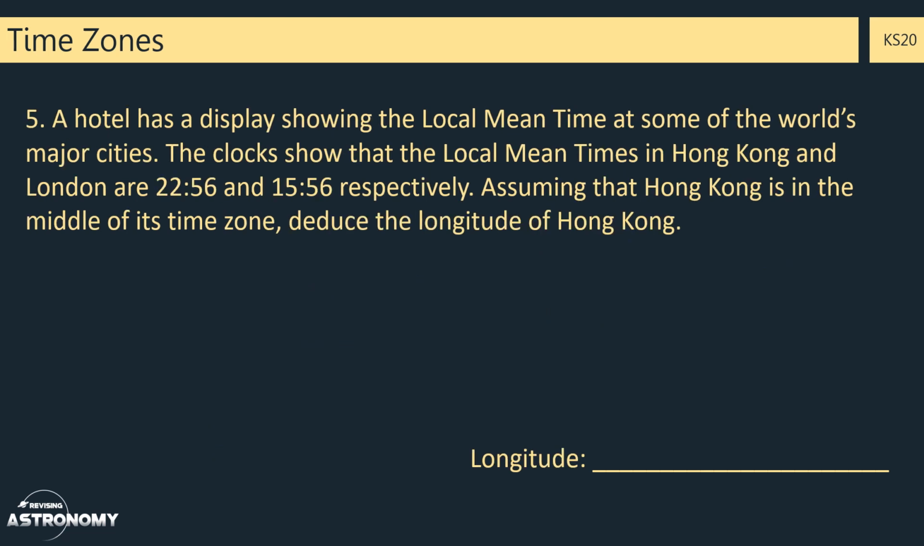A hotel has a display showing the local mean time at some of the world's major cities. The clock shows that the local mean time in Hong Kong is 22:56 and in London is 15:56. Assuming that Hong Kong is in the middle of its time zone, deduce the longitude of Hong Kong. So we want to know the difference between London and Hong Kong, which is 7 hours. We did 22:56 minus 15:56.